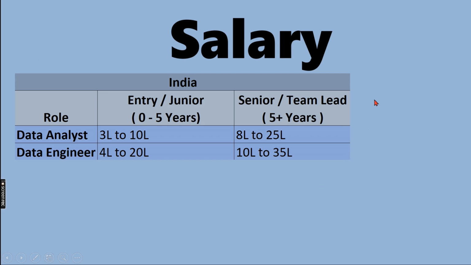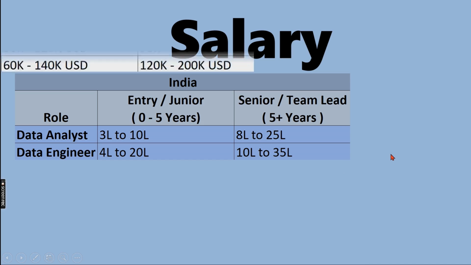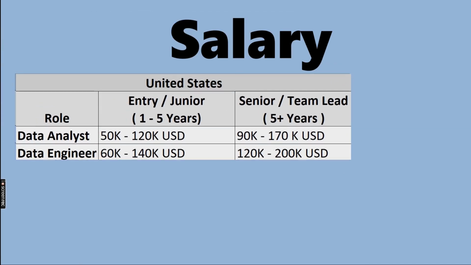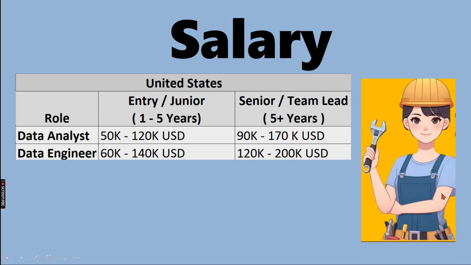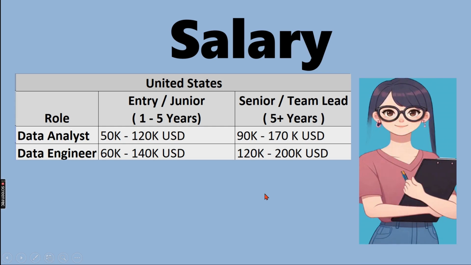Those are outliers. We are not talking about the outliers, we are talking about the average income. And you can see in the United States it is 50 to 120k for a data analyst junior role and 90k to 170k in the senior team lead role, and data engineers will get 60 to 140k and senior 120 to 200k. So this is the salary range of data engineer and data analyst. By this time you might have decided you should become a data engineer, but my personal preference is data analyst. Let me try to answer this at the end of this video.